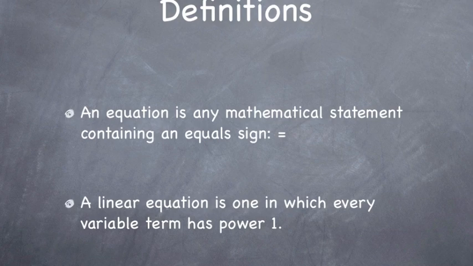Here, when we are talking about linear equations, what we mean by that is that every variable term is going to be to the first power. So we will not see our variable raised to the second power, no square roots of our variable, and we're not going to see our variable show up in any sort of denominator when we're talking about a linear equation.